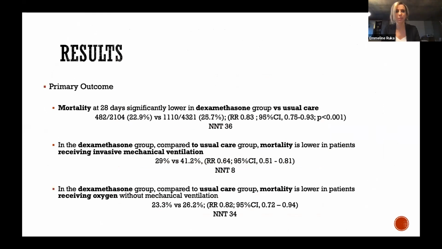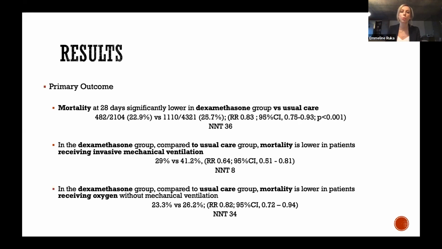So now for the results. For the primary outcome, the mortality at 28 days was significantly lower in the DEX group versus the usual care group, with an NNT of 36. I'll explain these numbers later. That is the whole study, the DEX versus usual care whole study.